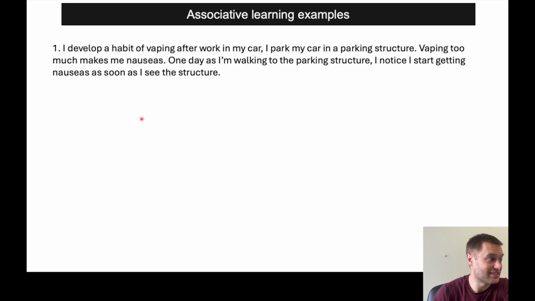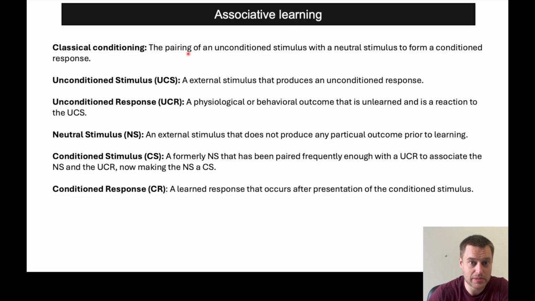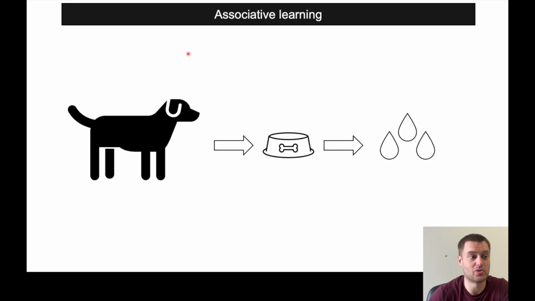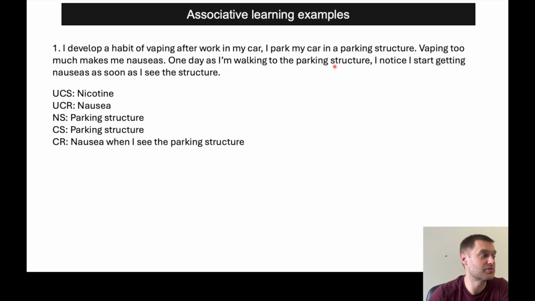So anyways, let's see if you can figure out what is the unconditioned stimulus, what's the unconditioned response, the neutral stimulus, the conditioned stimulus, and then the conditioned response in this scenario. Go ahead and pause the video or whatever and see if you can figure out what all of the different components are. So the unconditioned stimulus is nicotine. The unconditioned response is nausea, right?